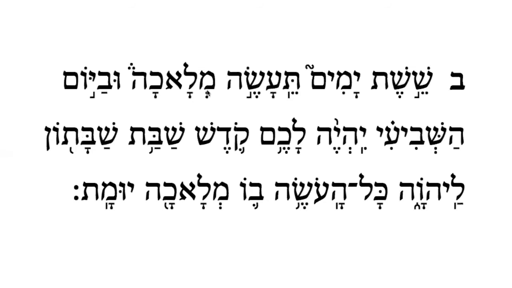Then we have a mem with a shva, which says me, and a lamed with a kamatz, which says la, me la, and then we have a chaf with a kamatz in the hey at the end, which says cha, melacha. So six days you shall do work. That's what melacha means. And this is a vav with a dot through it, which says u.